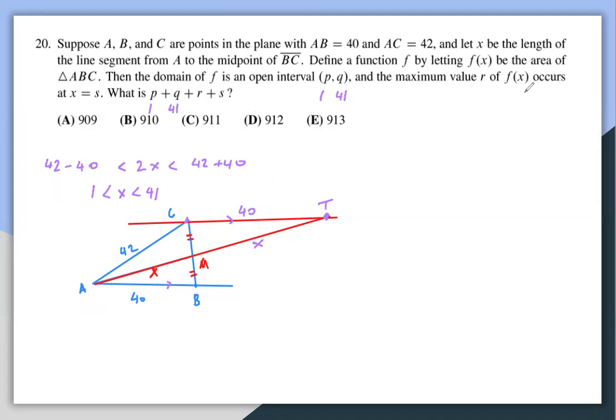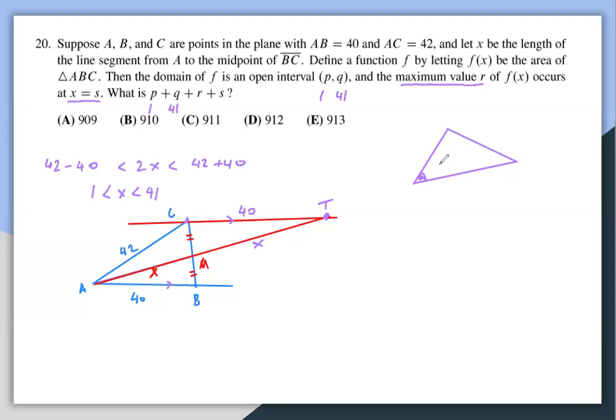So we want R and S. What is R? R is the maximum value of the function. And then S is when this is going to happen. So remember, whenever you are trying to find the area of a triangle, we have a lot of area formulas, but one of them is the area of a triangle by the side. So let's remember that.